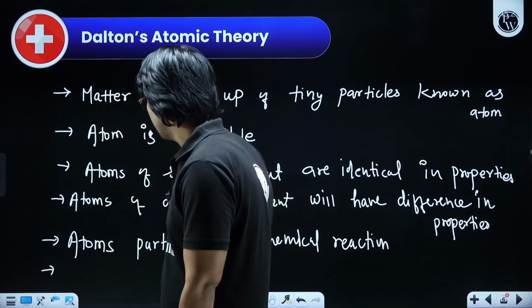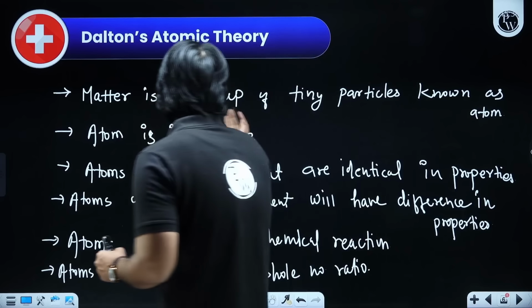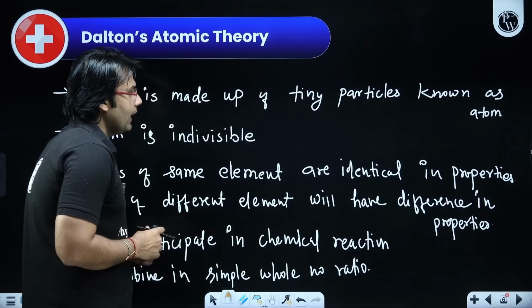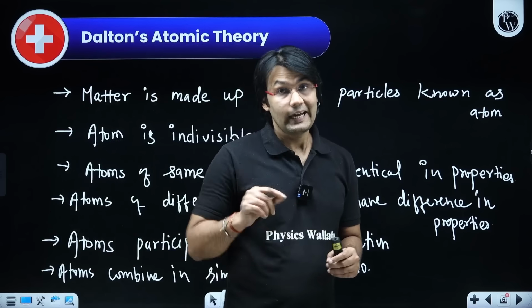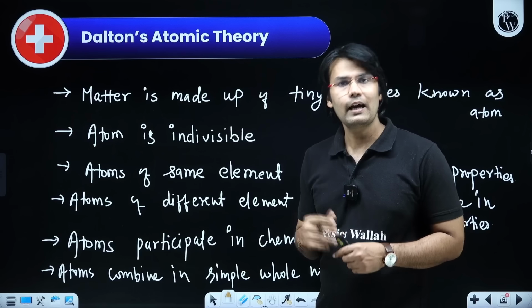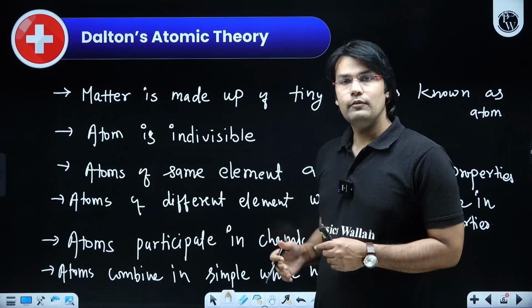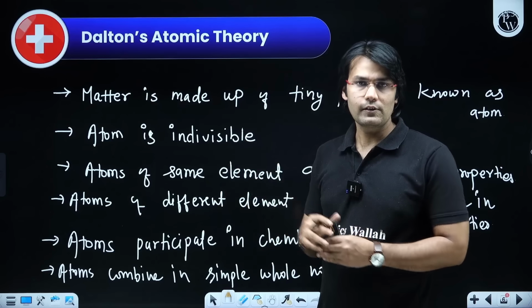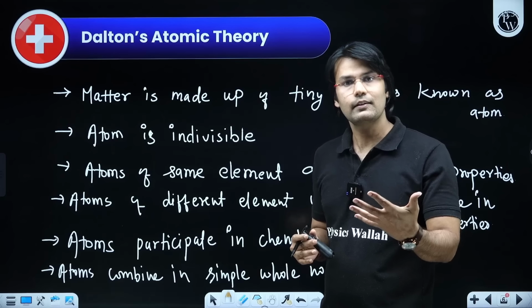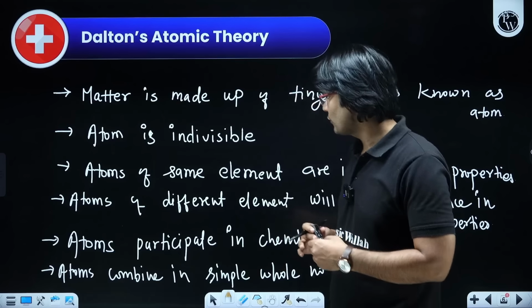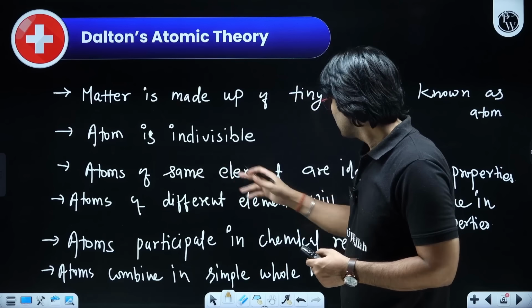Now of course nowadays, most of the points are wrong, because matter is made up of tiny particles known as atoms. This point is true, but the tiniest particles are not atoms, they are electrons, protons, neutrons, quarks. Atom is indivisible. We know that this statement is also false nowadays, because an atom is divided into electron, proton and neutron. Atoms of the same element are identical in properties. Even this point is wrong if you look into the isotopes.